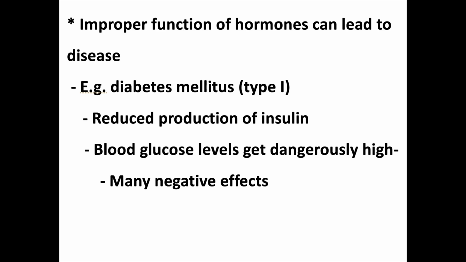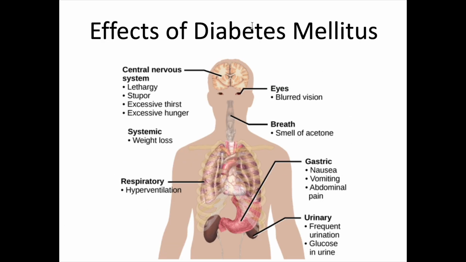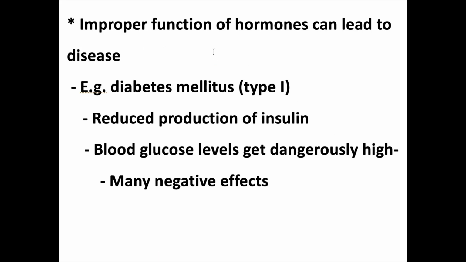I'm saying many negative effects because these are some of the effects of untreated type 1 diabetes, of having too high of a concentration of glucose in the bloodstream. It affects all the organs and the brain, lots of stuff going on, eventually leading to coma and death. That's how bad this is. So again, improper function can lead to disease.